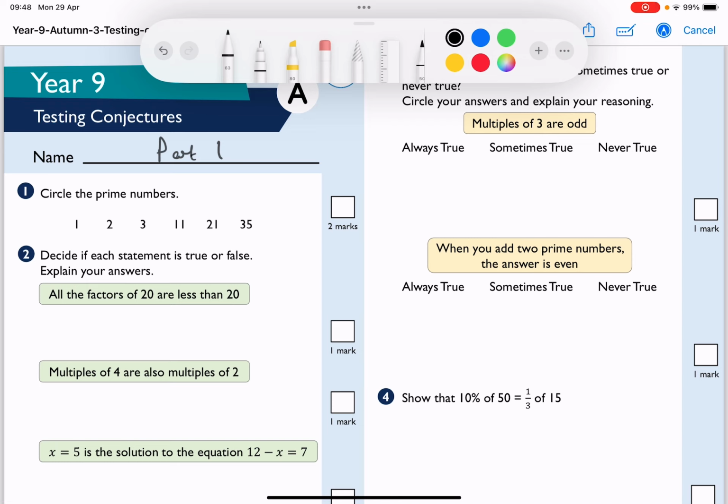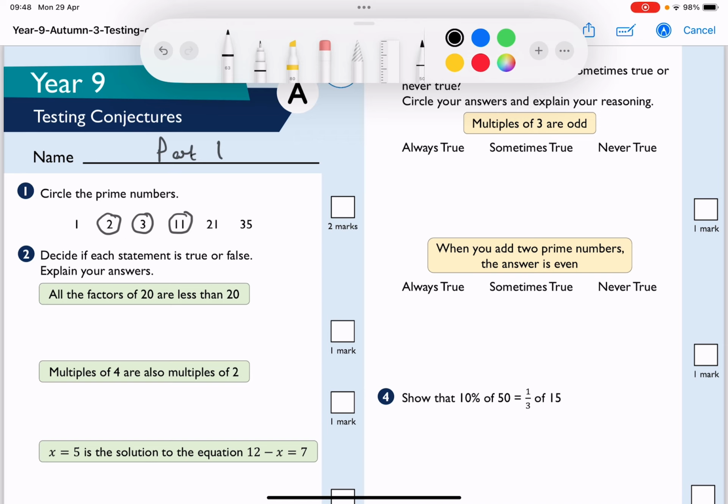Well, the first prime, remember, prime numbers only have exactly two factors. 2 is the first prime. 1 isn't a prime because it only has one factor, which is 1. 3 is a prime. 11 is a prime. Remember that 2 is the only even prime.